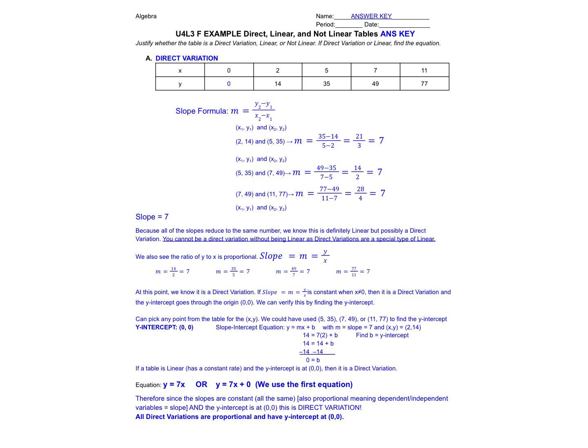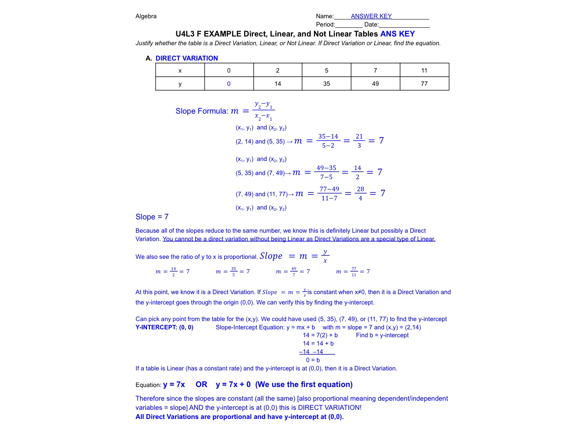Now my idea here is it's definitely linear. Is it a direct variation? I know it's linear because it has the same slope on all of them. Again, they all reduce to the same number, so it's definitely linear, but possibly a direct variation. It can't be a direct variation without being linear. So if it is linear, then it could be a direct variation. But if it's not linear, it's definitely not a direct variation, as direct variations are a special type of linear.